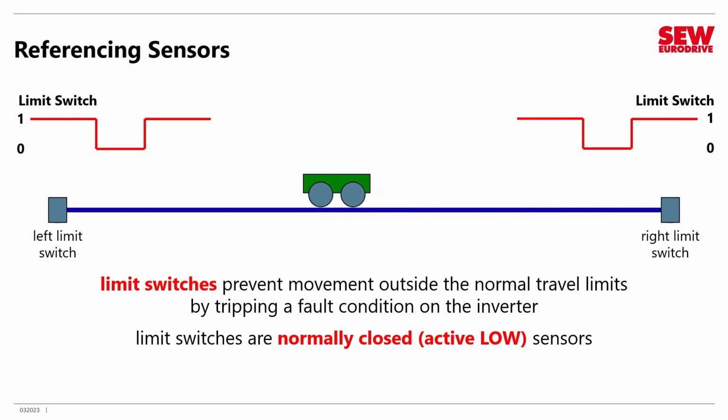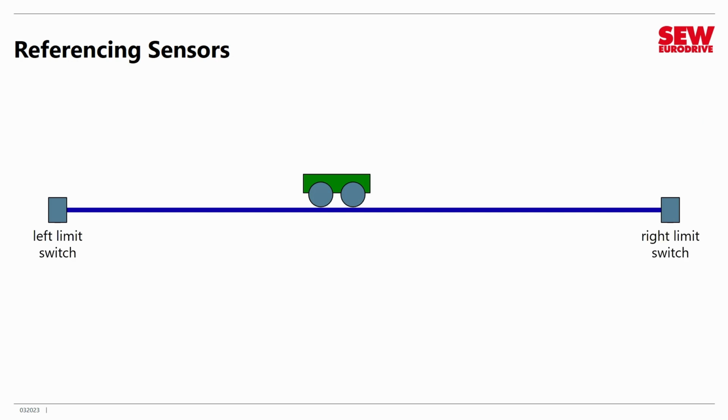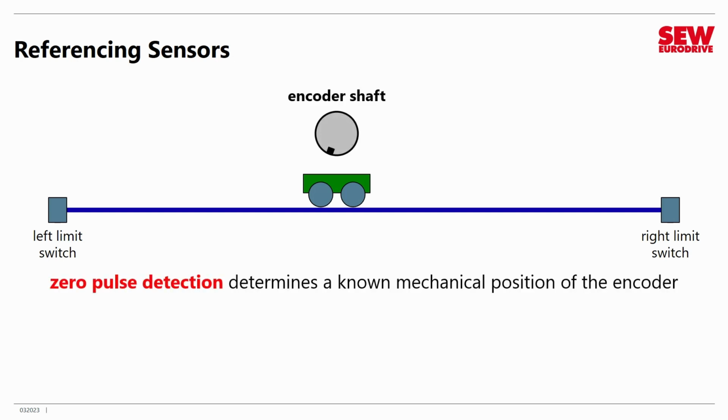Limit switches, besides being safety devices, can be used during referencing. They can be used to detect the position, because of course, if you bump the limit switch, you are in a known position. We will see several referencing modes do use the limit switches. Another common referencing sensor is the zero pulse, if your encoder is equipped with one. We call this zero pulse detection.